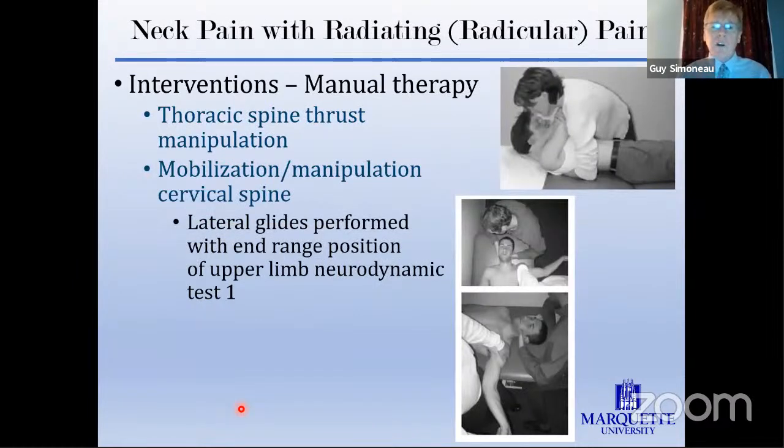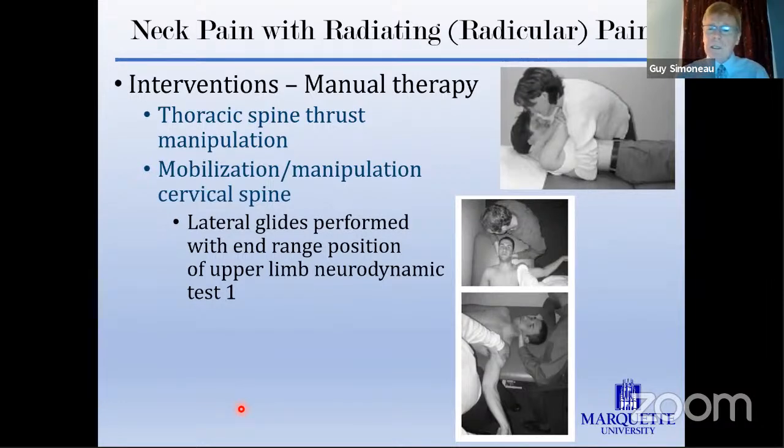Most of those studies have also used thoracic spine thrust manipulation as part of the intervention in the early stages. And so while we're trying to quiet down the cervical region, using thrust manipulation for the thoracic spine may have the benefit of the neurophysiological effect of thrust manipulation. So we know that thrust manipulation is not just a mechanical effect, there are a lot of neurophysiological effects. So manipulating that region may help with control of pain, and that's been part of most of the interventions offered to that population.